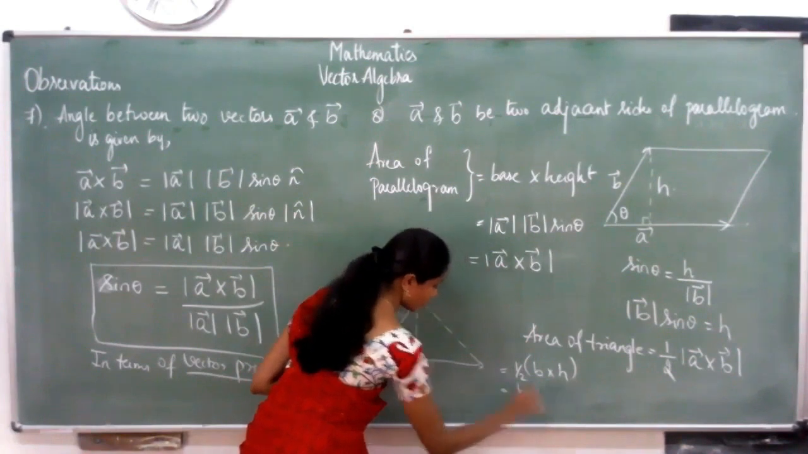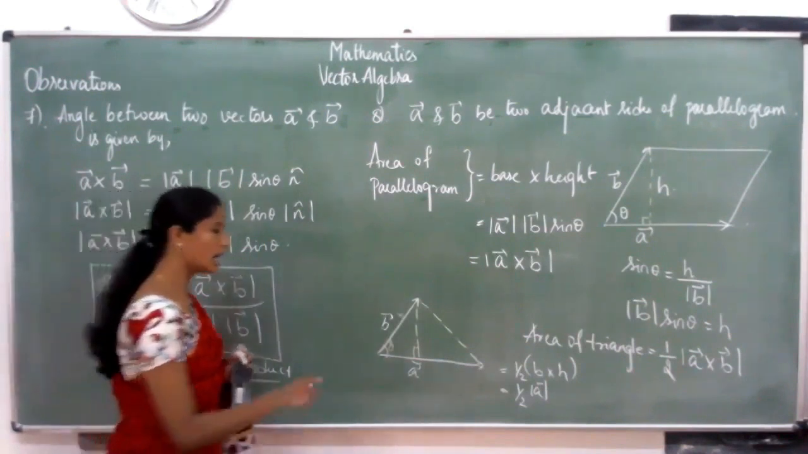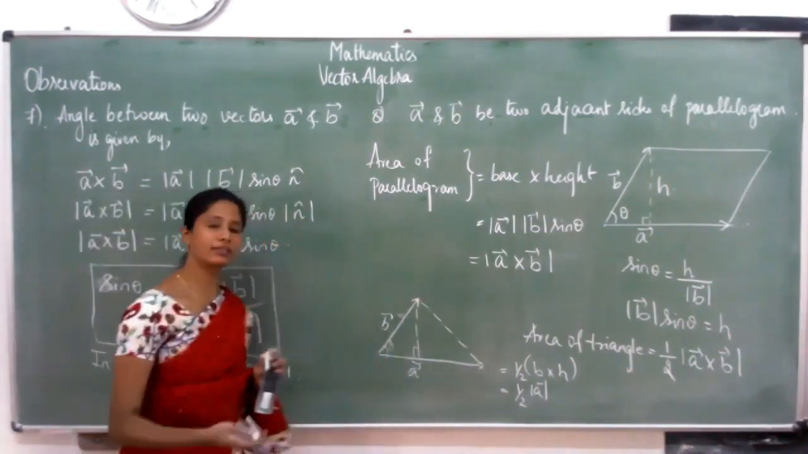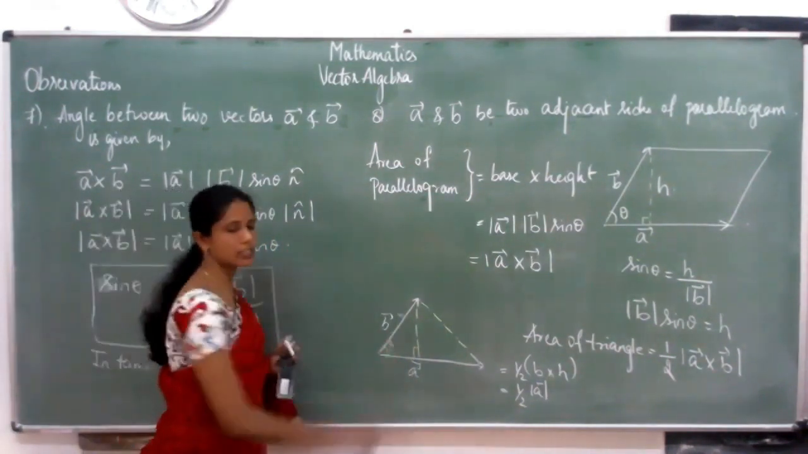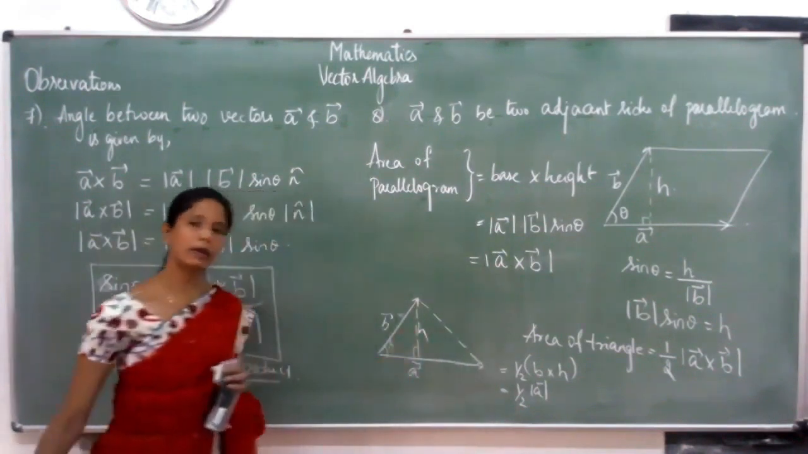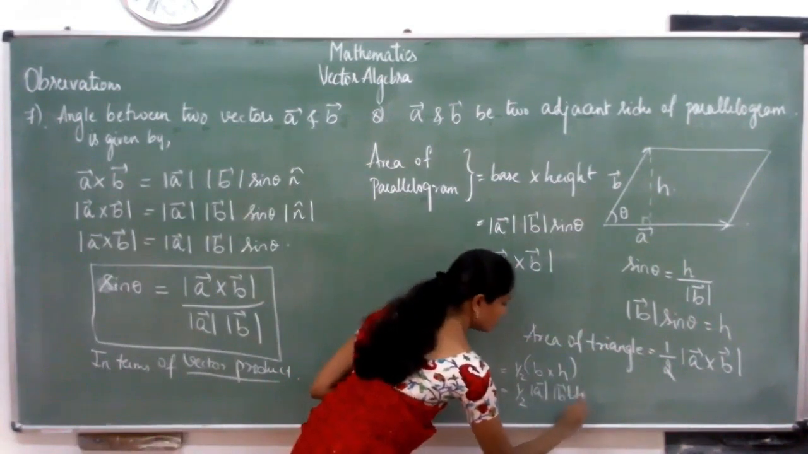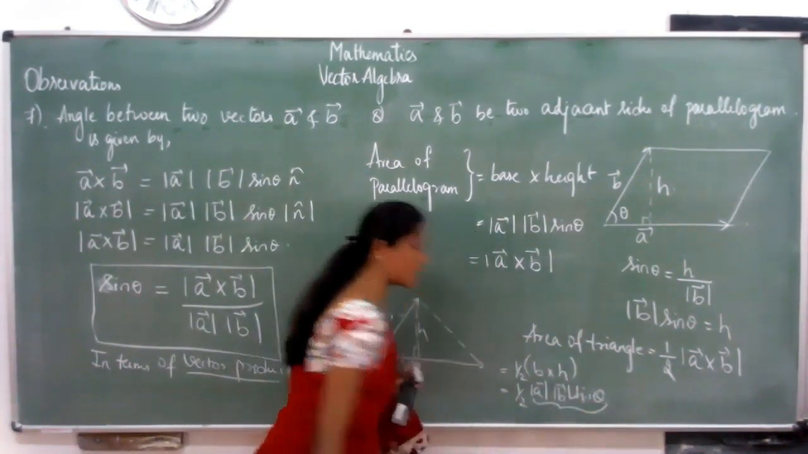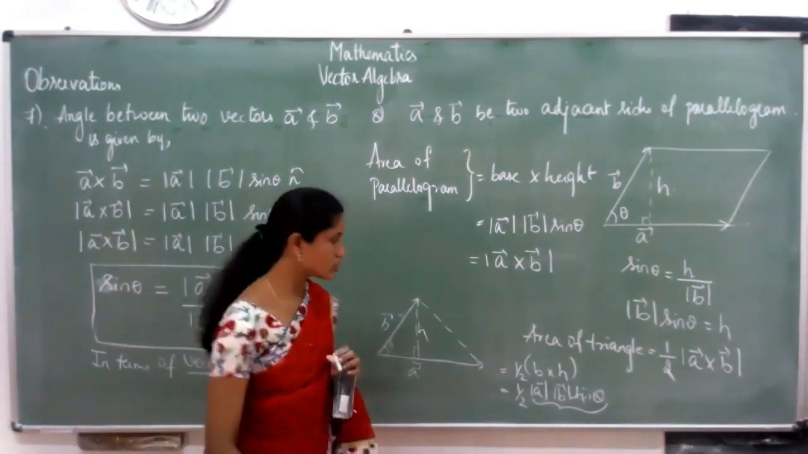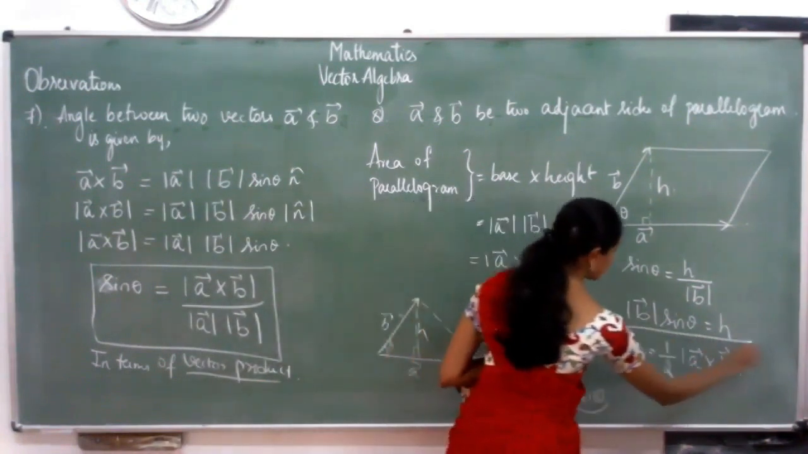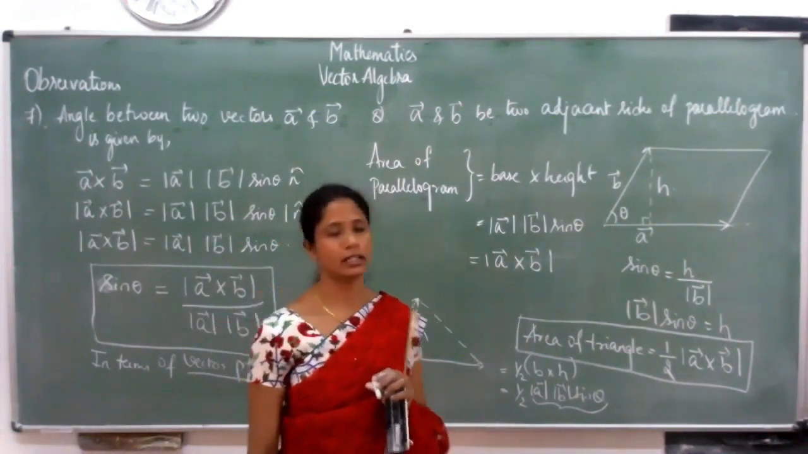So it is half base. We already know it is nothing but magnitude of vector A. Height: when I need to find the height, I again define sine theta for this right angle triangle. It will give us h divided by magnitude of B, the same as this one. So height, I definitely get it as magnitude of B into sine theta. So this can be written as magnitude of vector A cross vector B. So area of a triangle is given by half of magnitude of vector A cross vector B.